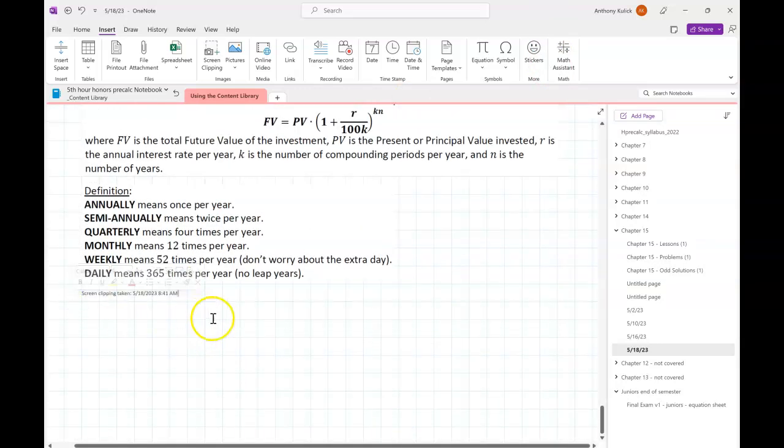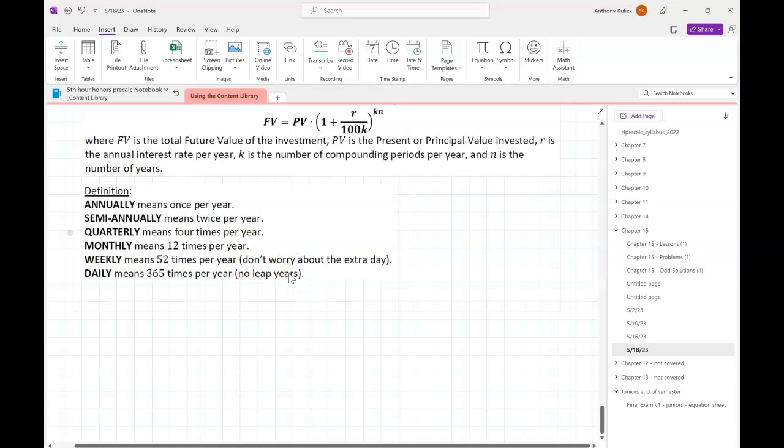So the common words that we'll use to hide K: annually, that just means K equals 1. Semi-annually, K equals 2. Quarterly, K equals 4. Monthly, K equals 12. Weekly, K equals 52. A lot of people forget that one. Same as the number of cards in a deck, though. That helps. Daily, 365. Again, we're not worrying about any of the leftovers. 52 is fine.